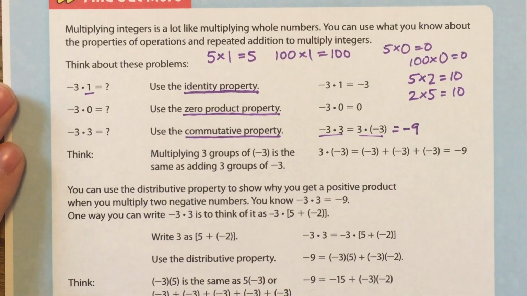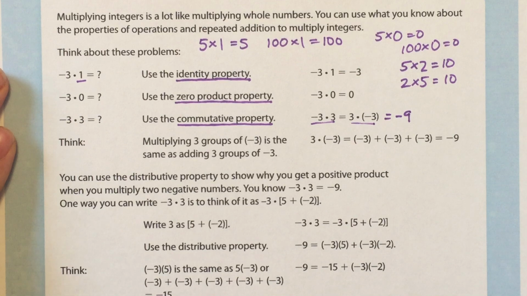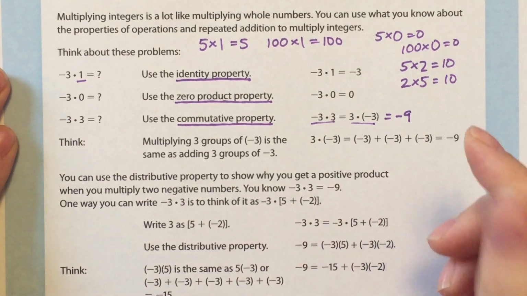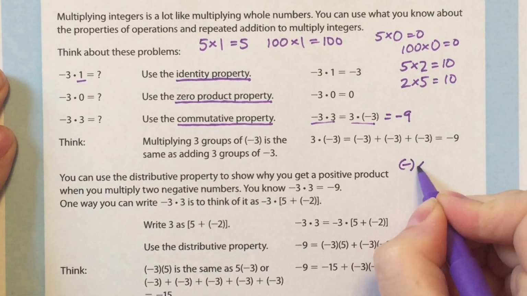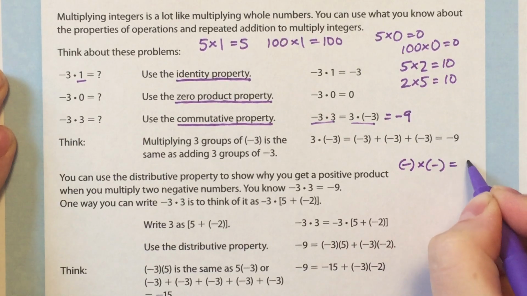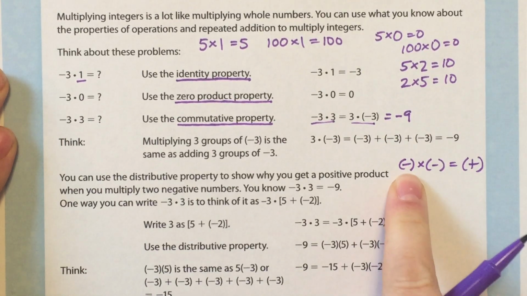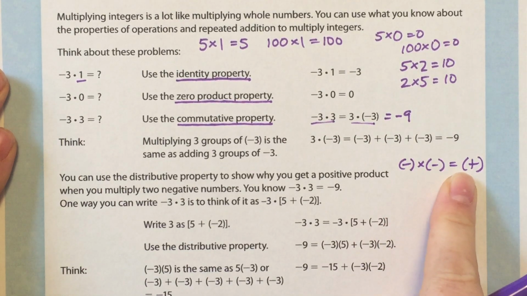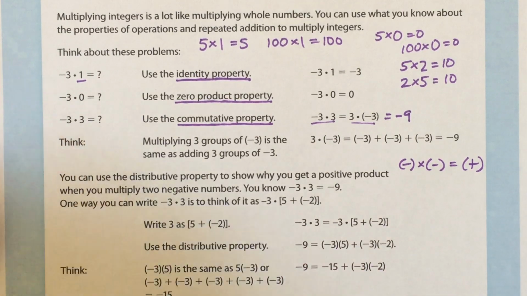In this lesson, one of the tricky things to wrap your brain around is why, when you multiply two negative things, the outcome turns out to be positive. A negative times a negative is a positive, and that seems kind of weird. Here's an explanation for why that's the case.